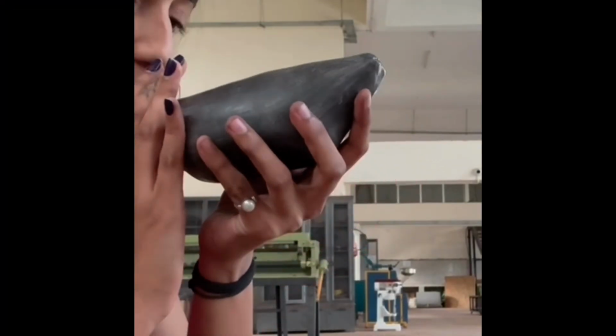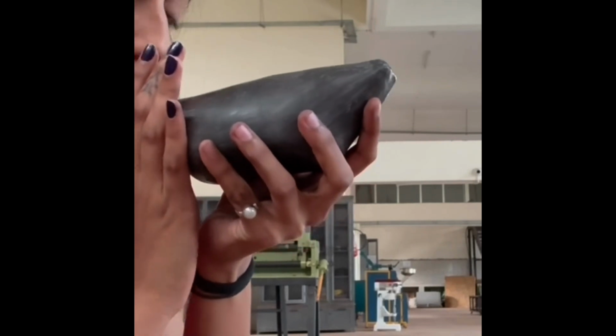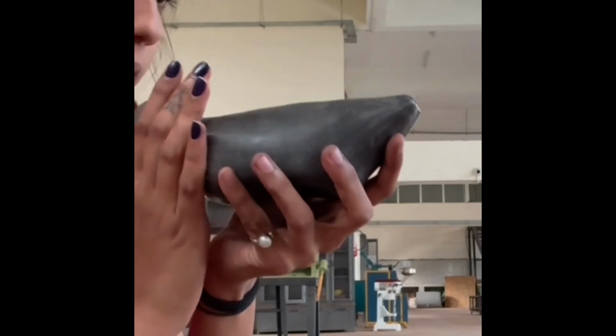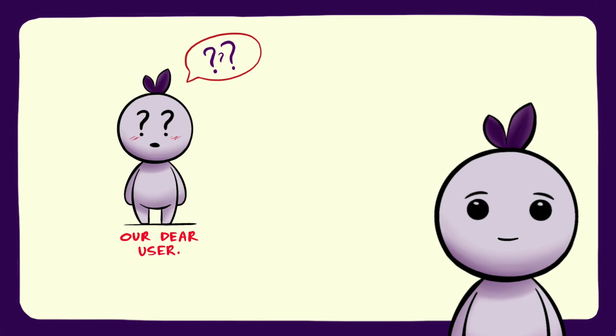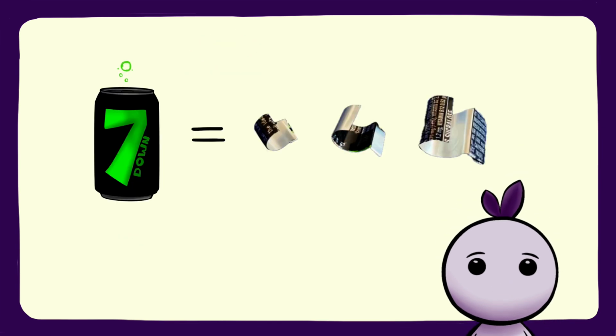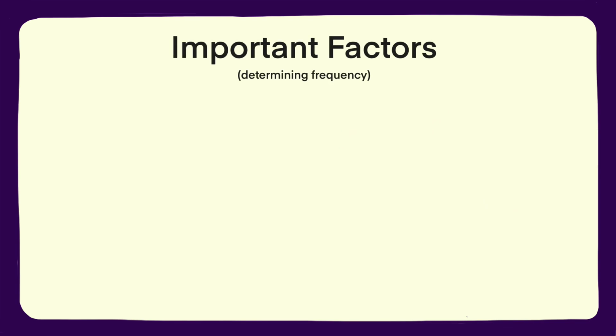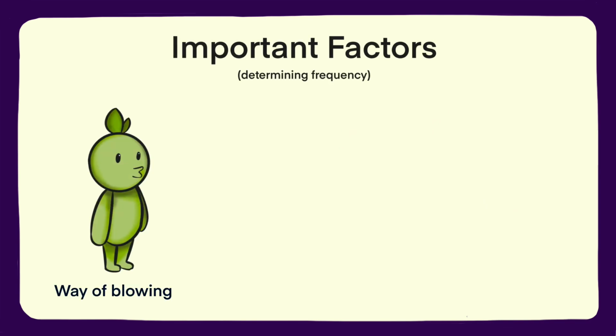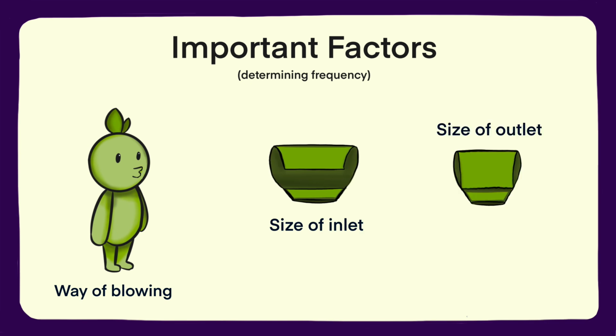Imagine a whistle that does not look or feel like a whistle, but in technicality, is one. That's exactly the experience we want our users to have. After making a few survival whistles out of used cans, we realized that the factors determining the frequency of the sound are as following: the way of blowing, the size of the inlet, and the size of the outlet.